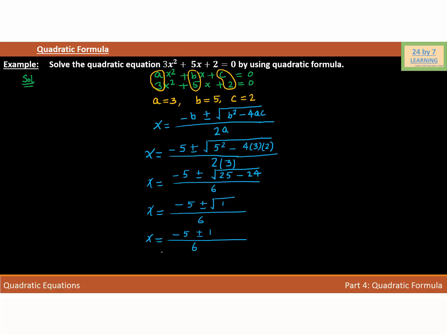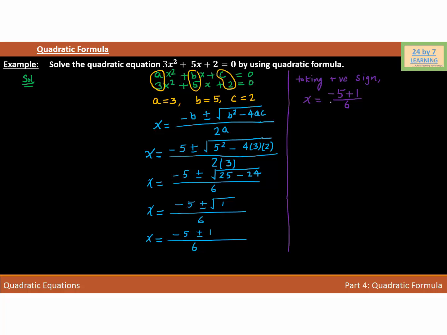Now I'm going to simplify this equation further, because you can see that I have a positive and a negative value, and these two values are together, so I need to separate them. I'm going to draw a partition over here, and as you can see, I have both positive and negative values, so I'm taking positive first. I'm going to take the positive sign. I will write x is equal to negative 5 plus 1 over 6.